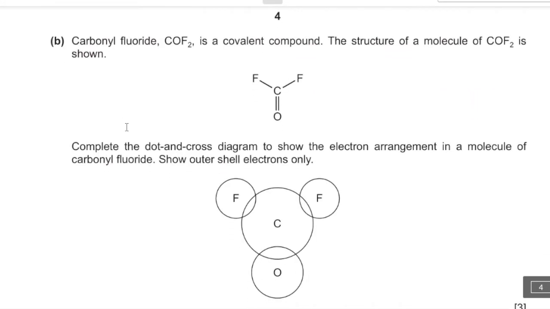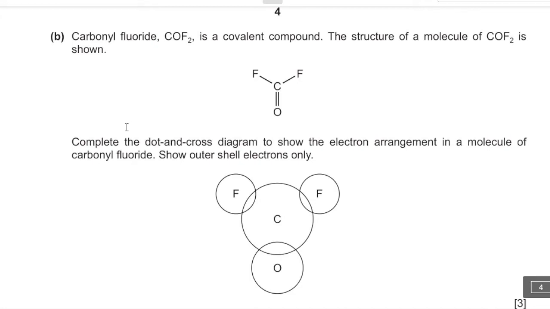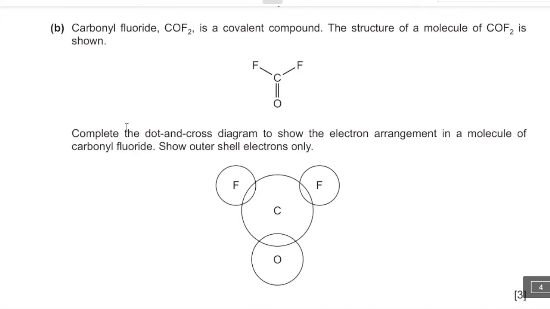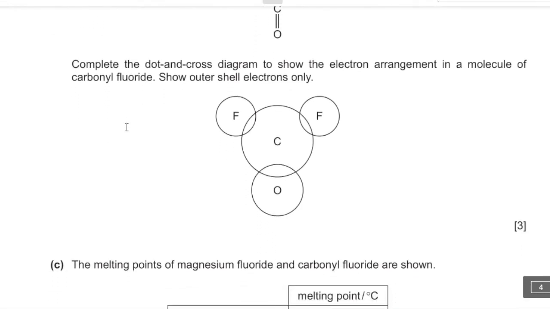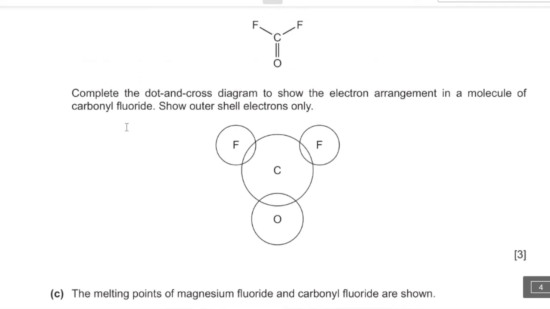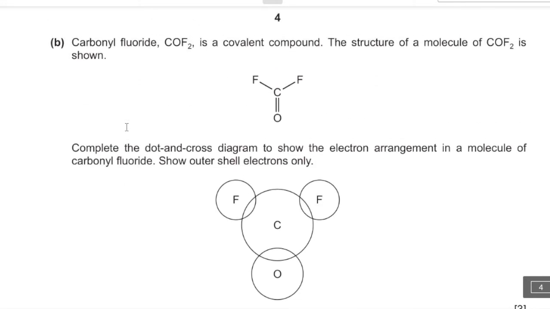That's it. B. Carbonyl fluoride is a covalent compound. The structure of the molecule of carbonyl fluoride is shown. Complete the dot and cross diagram to show the electron arrangement in a molecule of carbonyl fluoride. Show outer shell electrons only.